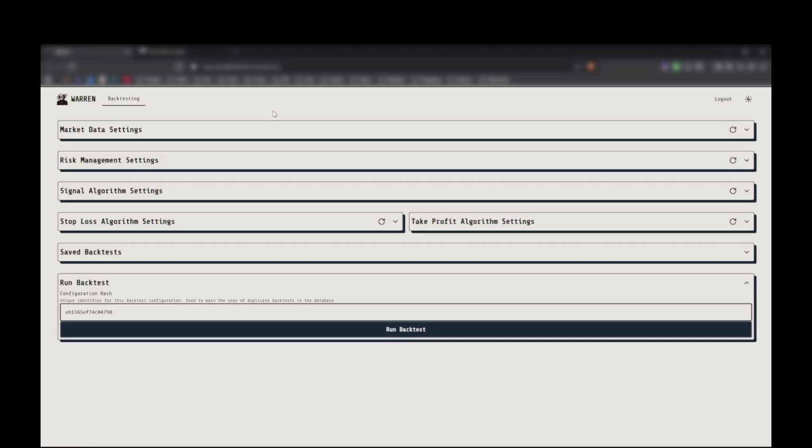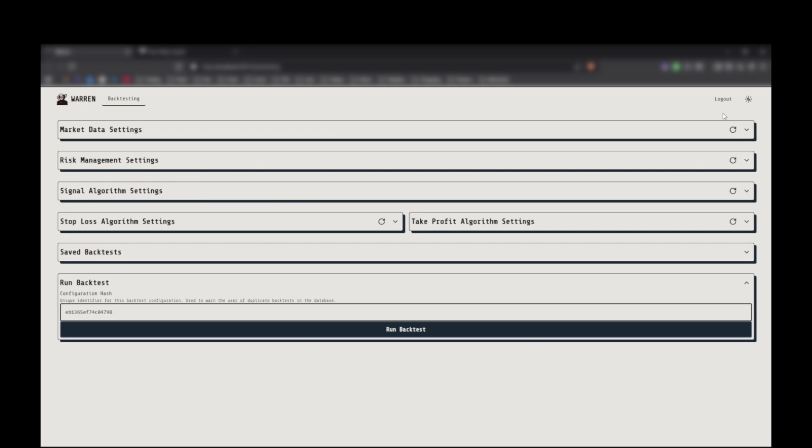So Warren, this is a dashboard, just to level set with everyone here. This is a dashboard for automated backtesting of trading strategies. And trading strategies meaning combinations of different trading algorithms when it comes to trade entry, profit targets, and stop loss.